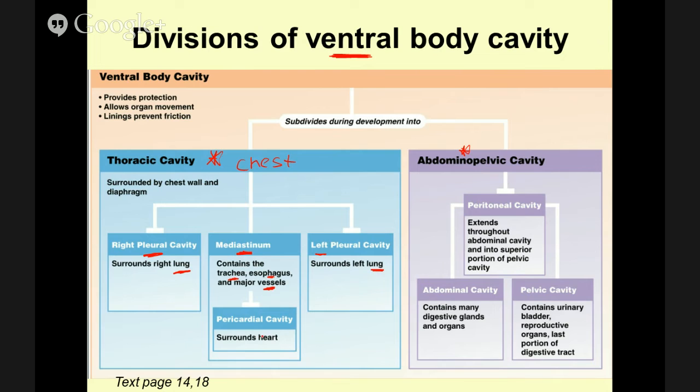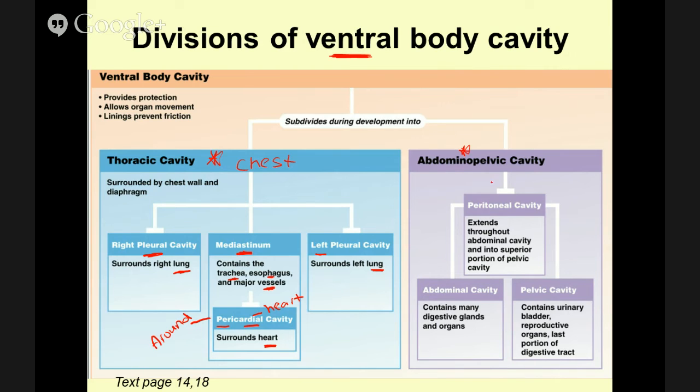And then I mentioned the heart has its own cavity. It's called the pericardial cavity. So let's break down this word. Peri, this first part, means around. Cardiac is anything to do with the heart. If you go to a cardiac surgeon, you're getting heart surgery. So pericardial means around the heart. This is the cavity or the space that goes around the heart.